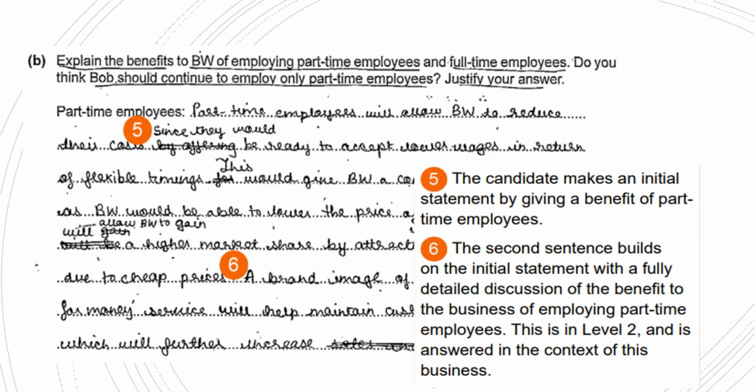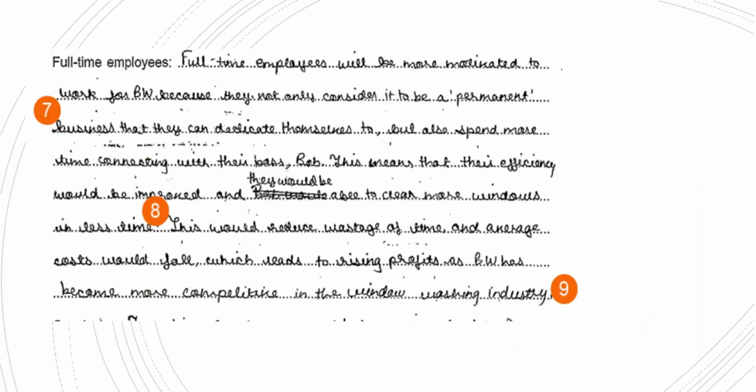The second sentence builds on an initial statement with a fully detailed discussion of the benefit to the business of employing part-time employees. We talked about it and it is also in context. So यहाँ पे आप देखो उसने एक कोई बहुत अच्छा से explain किया and still that is pretty decent.